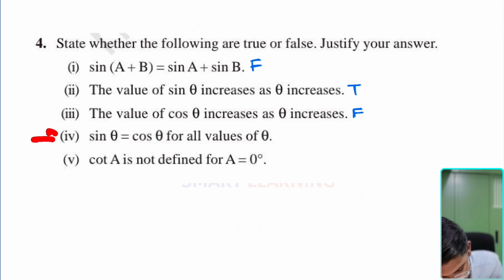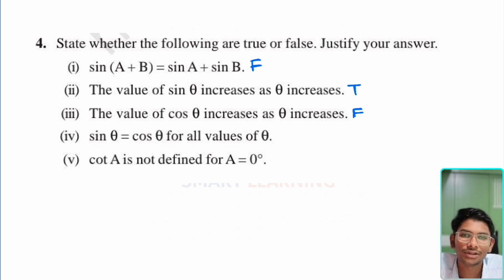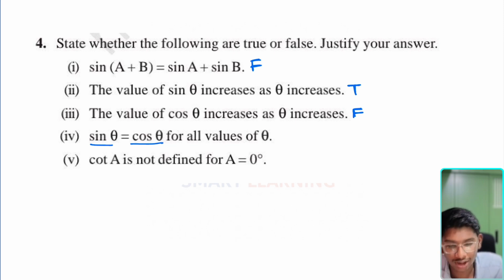The fourth statement: sin theta equals cos theta for all values of theta. Is it true? What is sin 30? Sin 30 is 1 by 2. What about cos 30? Cos 30 is root 3 by 2. They are not equal. But sin 45 equals cos 45, which is 1 by root 2. Hence, sin theta equals cos theta only if theta equals 45. Here, they have given for all the values of theta, which is not true. Hence, the fourth statement is false.